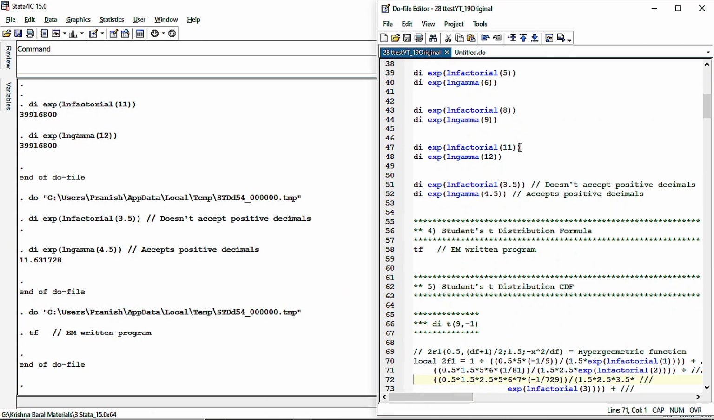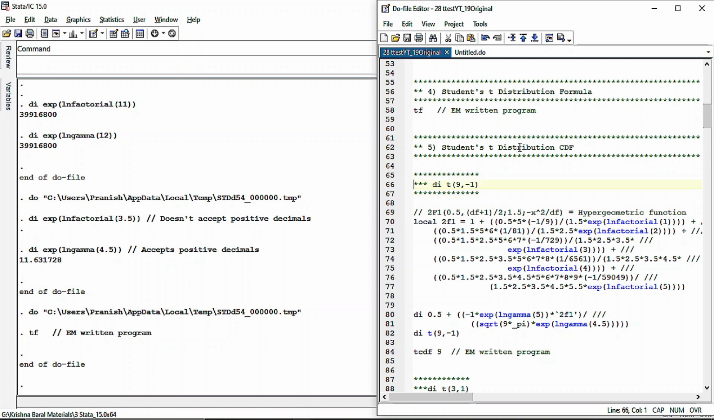Now let us calculate the CDF of the t-distribution. First of all, the degrees of freedom is 9, and the value of x or t is minus 1. So this is the hypergeometric function related to it, and in its generic form we have this formula: 0.5, that is 1 by 2, plus minus x times gamma of (degrees of freedom plus 1) divided by 2. So 9 plus 1 divided by 2 is 5, and this is our hypergeometric function for the given parameters, which we have calculated here.